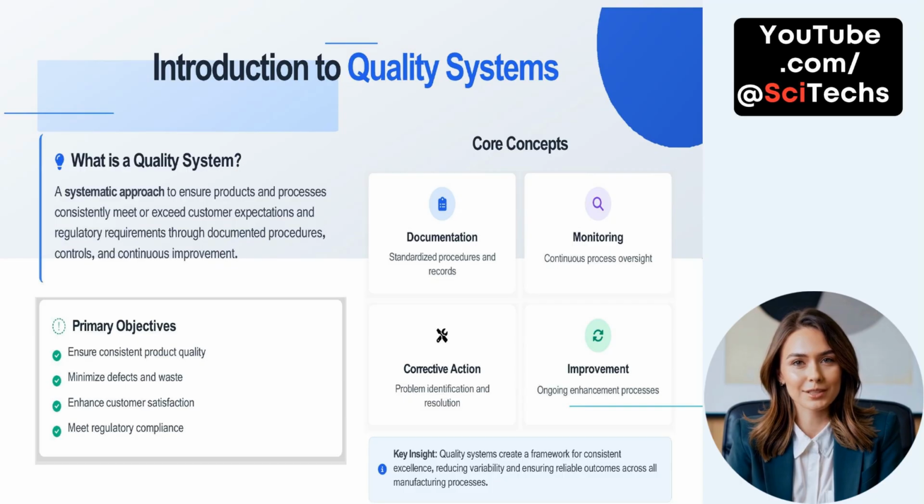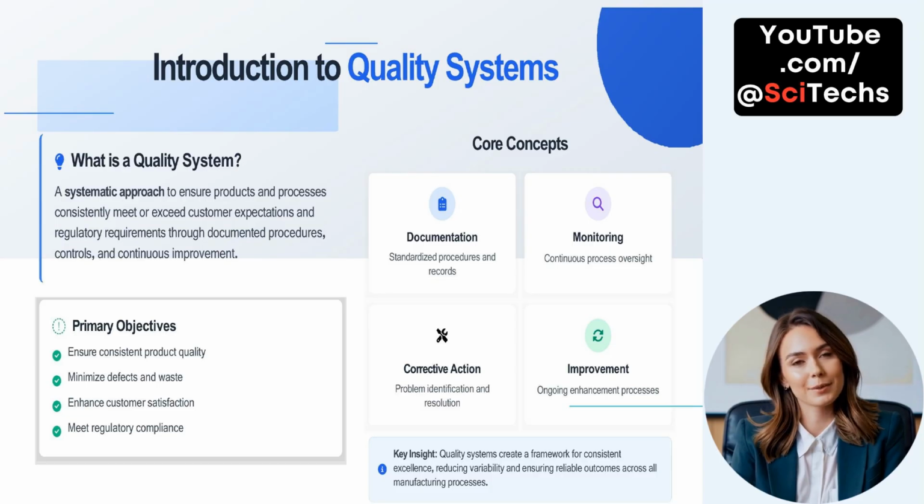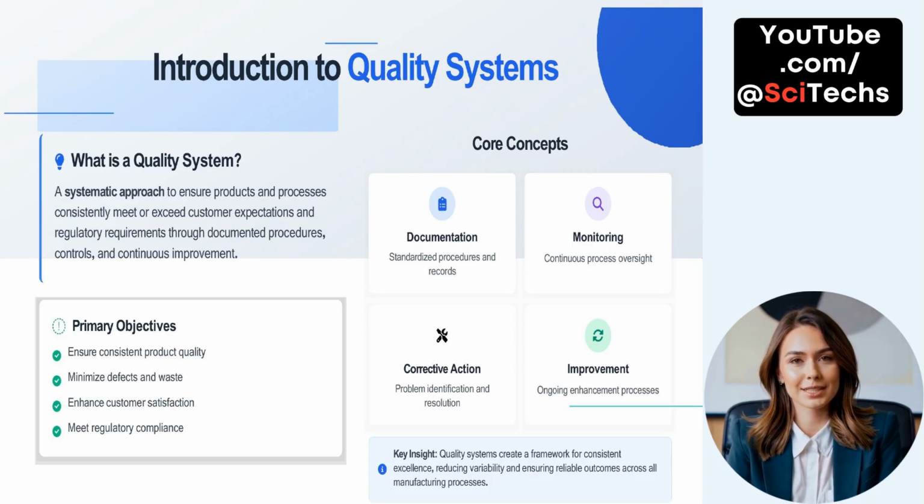There are 4 core concepts central to quality systems. First is documentation, having standardized procedures and records in place to provide traceability and consistency. Second is monitoring, which ensures continuous oversight of process performance. Third is corrective action, which focuses on identifying and resolving problems efficiently. And fourth is improvement, driving ongoing enhancements across all areas. A key insight here is that quality systems reduce variability and improve reliability across all stages of semiconductor equipment manufacturing.